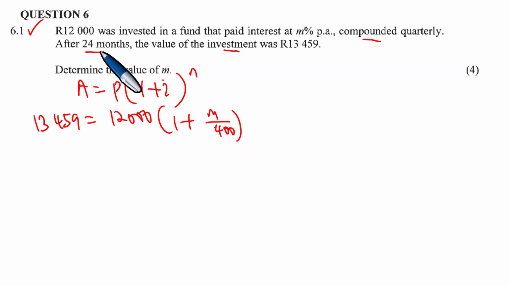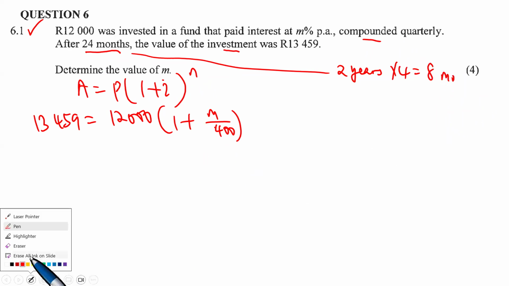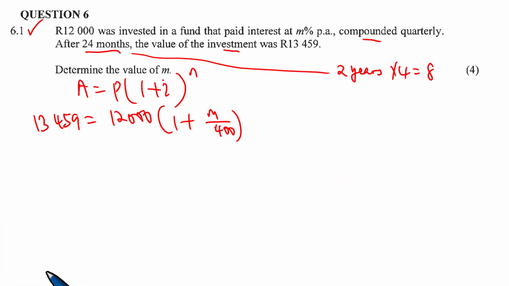After 24 months, but it's compounded quarterly. So 24 months is like 2 years. Quarterly is by 4, which is 8. It's going to be exactly 8 quarters. So right here you put 8, and you want to solve for M.